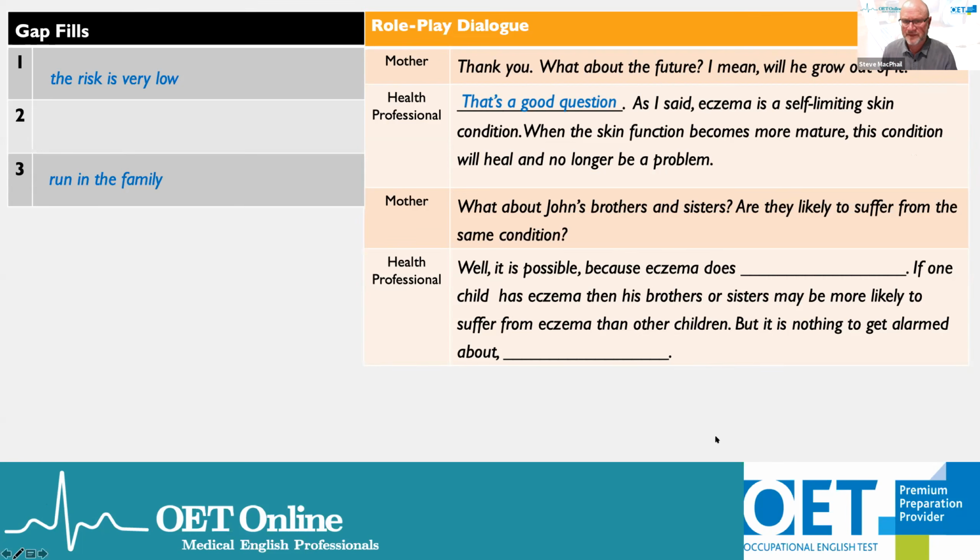Mother says, what about John's brothers and sisters? Are they likely to suffer from the same condition? Health professional says, well, it's possible because eczema does run in the family. Thank you, Saeed. And Kath, run in the family. Well done, Renan. I'm glad you do ask. If one child has eczema, then his brothers or sisters may be more likely to suffer from eczema than other children. But it's nothing to get alarmed about. The risk is very low.